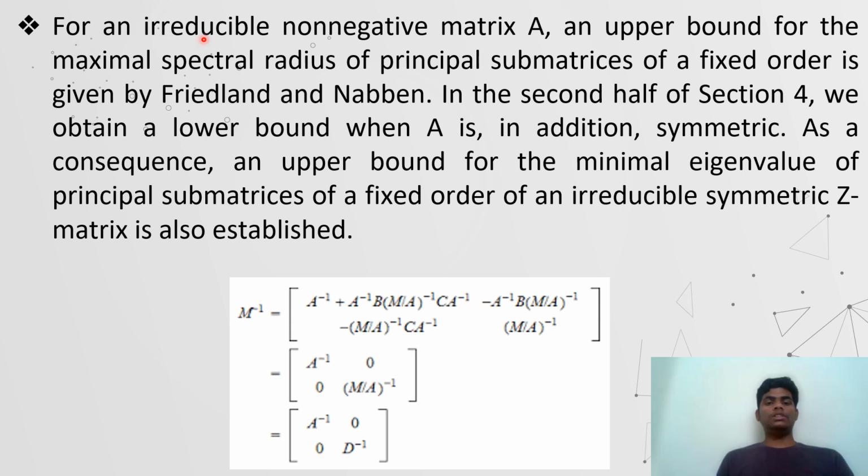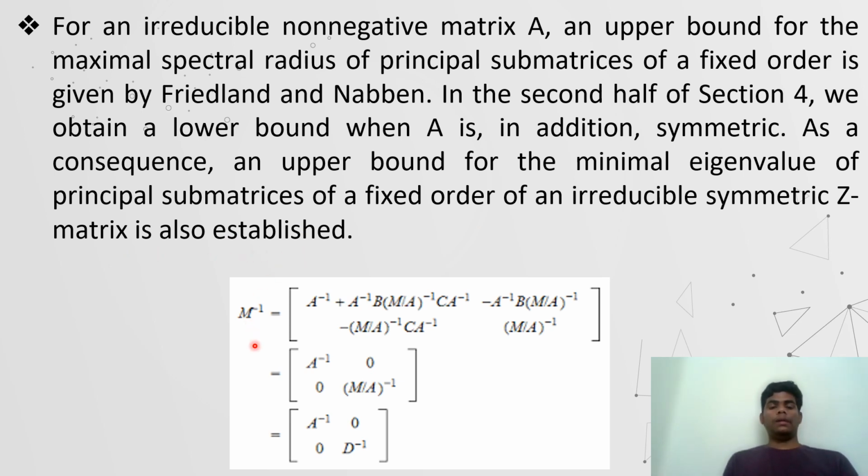For an irreducible non-negative matrix A, an upper bound for the maximal spectral radius of principal submatrices of a fixed order is given by Friedland and Nabben. In the second half of section 4, we obtain a lower bound when A is in addition symmetric. As a consequence, an upper bound for the minimal eigenvalues of principal submatrices of a fixed order of an irreducible symmetric Z matrix is also established.